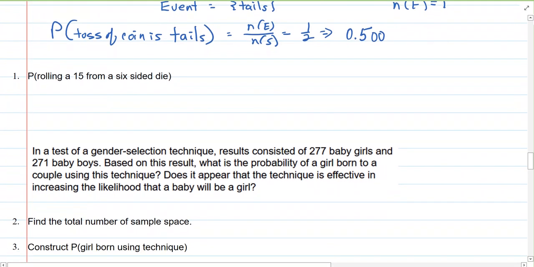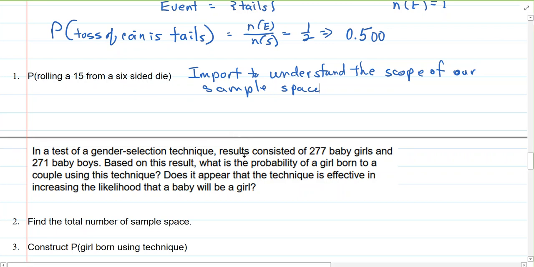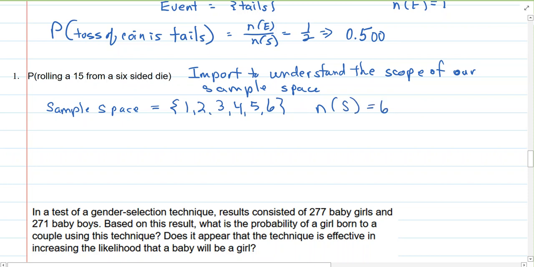Now we're doing rolling a 15 from a 6-sided die. Now this one's important. Understand the scope of our sample space. All right. So this one gets your brain wrapped around sometimes the investigation being out of the scope of the sample. So we know that the sample space is finite, like we've all done it all the way through. And we know that the cardinality of our sample space has not changed, 6-sided die.